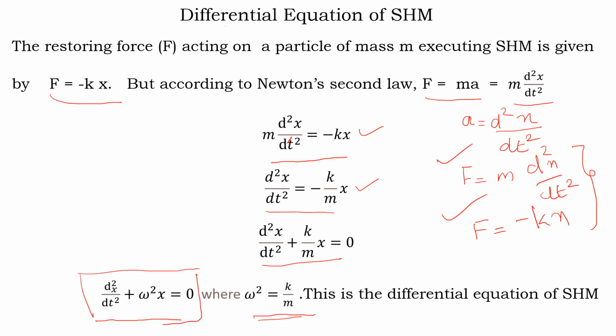And this is the differential equation of a simple harmonic motion, that is d square x by dt square plus omega square x equal to 0. Here d square x by dt square can be represented as minus omega square x, and d square x by dt square means it is the acceleration. That is, the acceleration will be proportional to minus x, because the force will be proportional to minus x, therefore the acceleration will be proportional to minus x, and this is a simple harmonic motion.